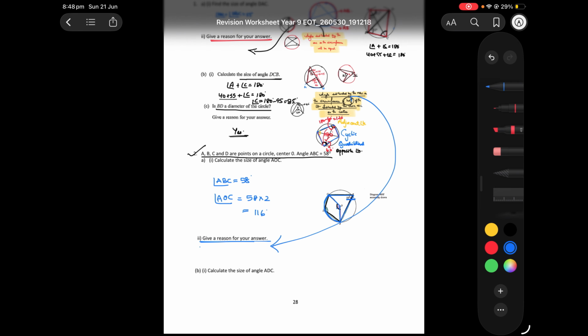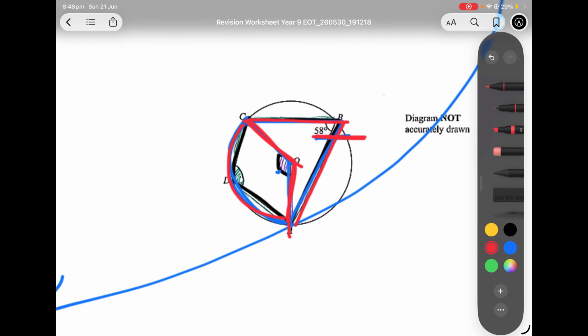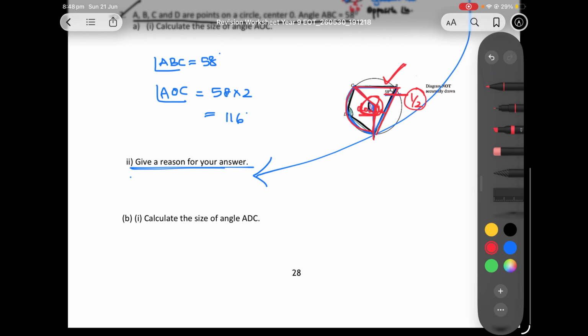Angle subtended by an arc on the circumference is half of the angle that is subtended at the center. So if here it is half, here it will be double, is what we have to know. That is why to find this angle I did 58 plus 58. But we will write in the sentence that this is half of this. Then they are asking: calculate the angle ADC.